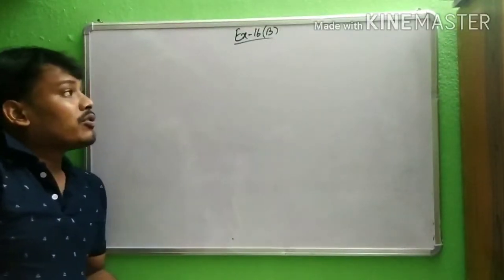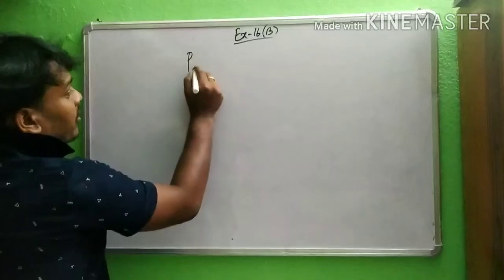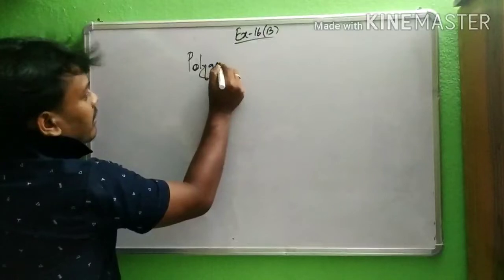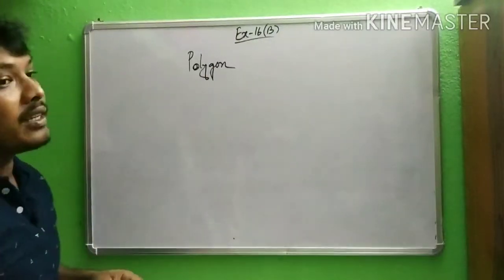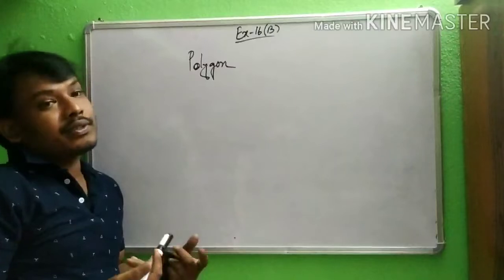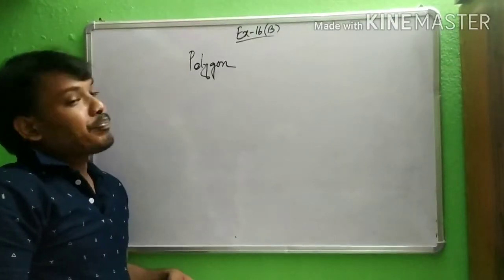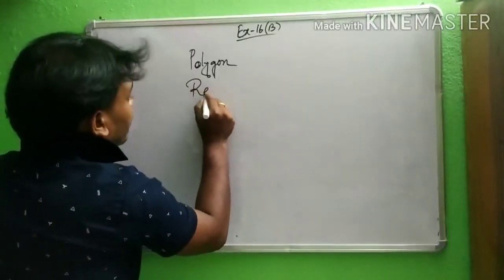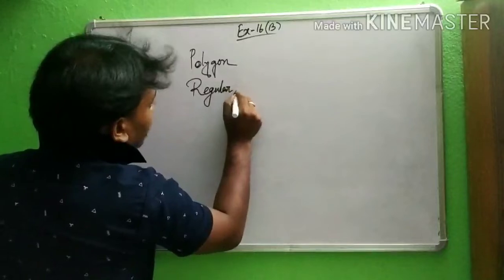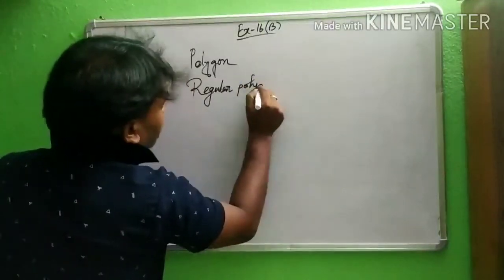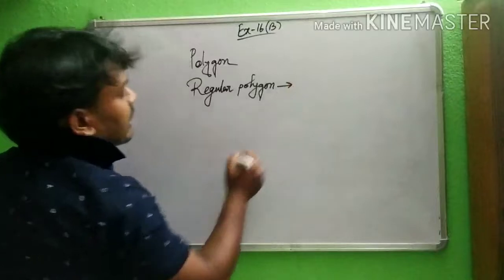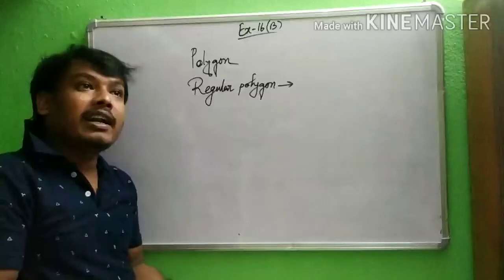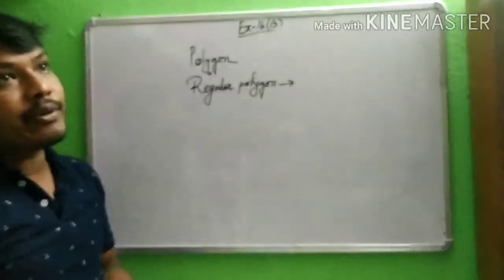Everyone knows the definition of a polygon, because in previous videos I have already given it 2 or 3 times. A polygon is a simple closed curve made up only of line segments. Now, what is a regular polygon? A regular polygon is a polygon whose all sides are equal and all angles are also equal.